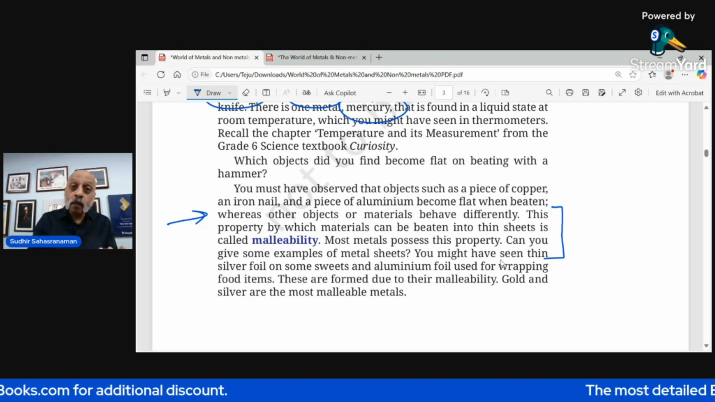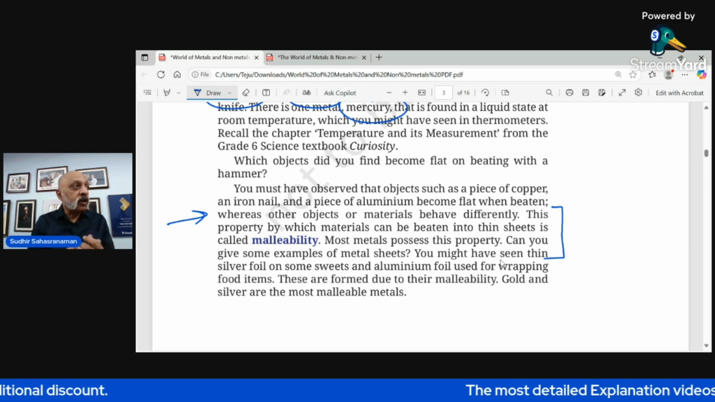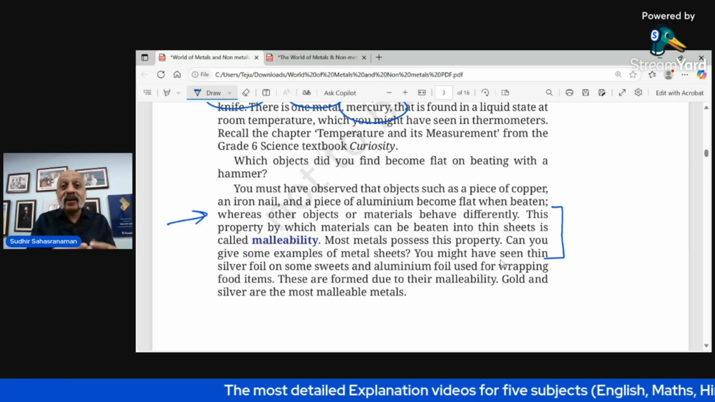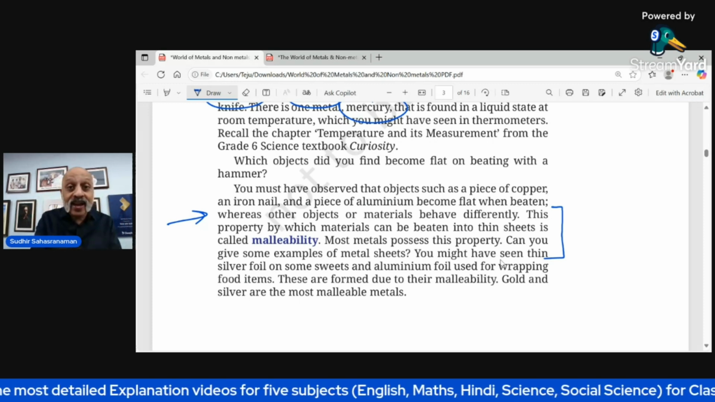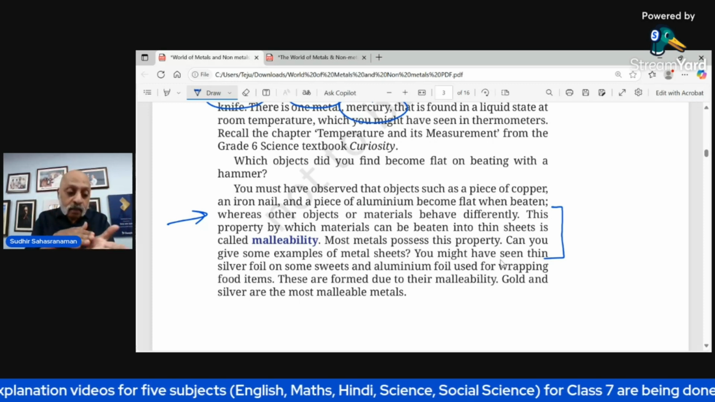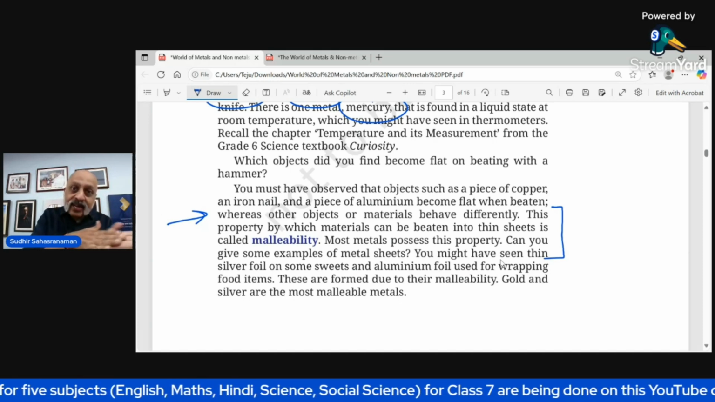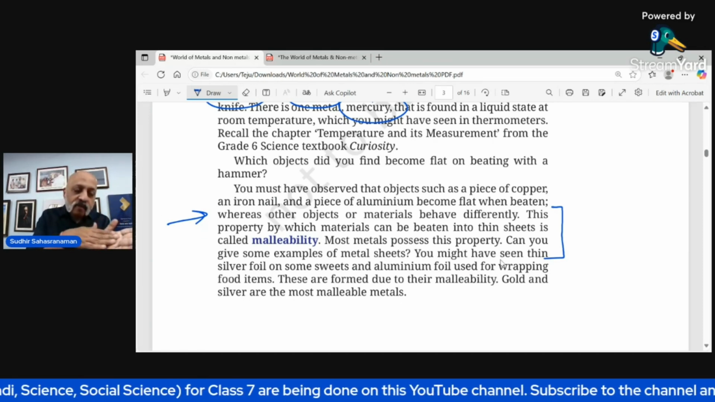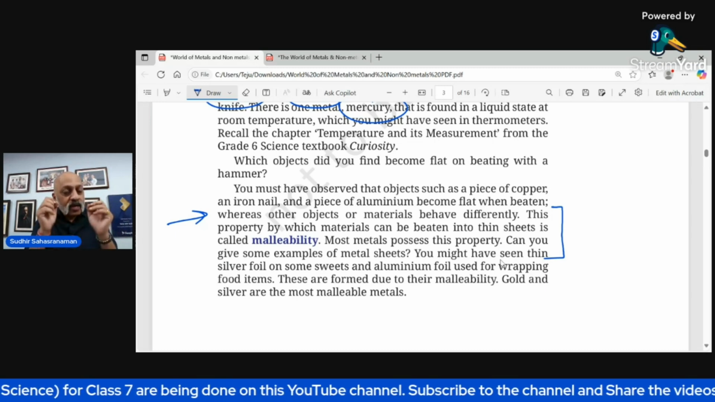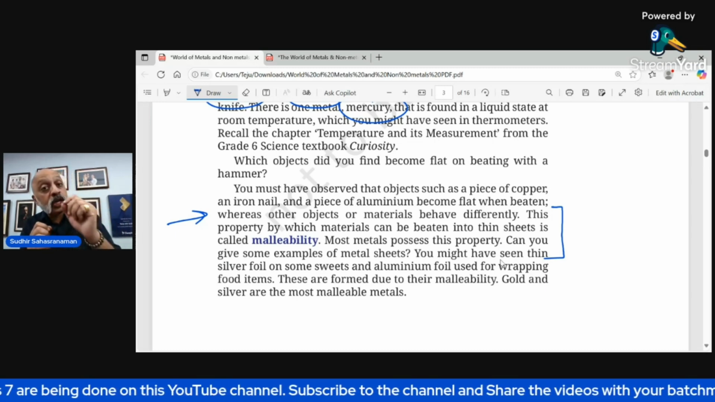Right? You use aluminium foil. You're going on a train. Your mother wants to pack some chapatis. So the easiest thing is to pack it in an aluminium foil, which is silver in color. Now, again, how is that aluminium foil made? It is made by beating that silver into a very thin sheet, which is this kind of a foil. So that is because of the property of malleability.